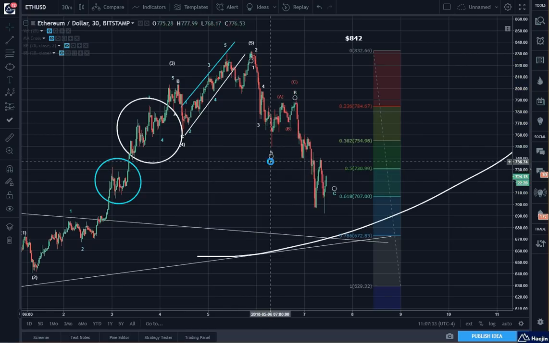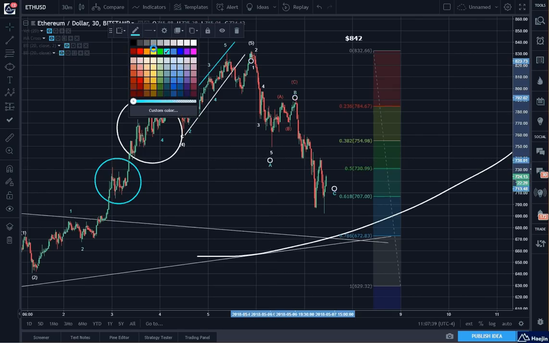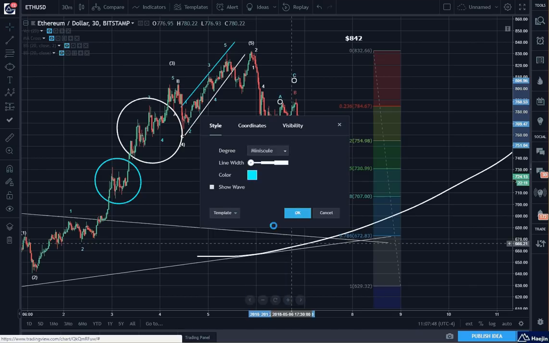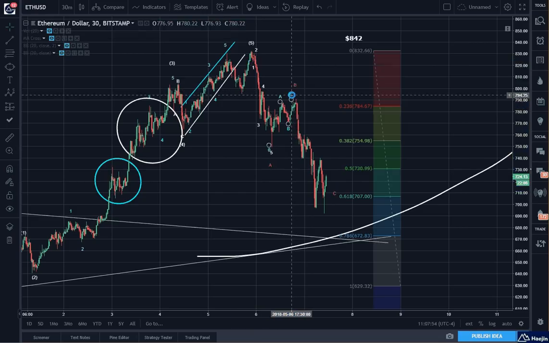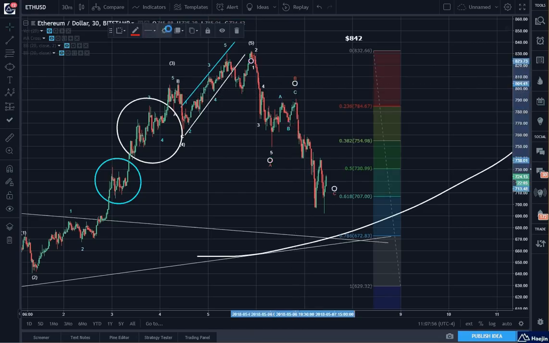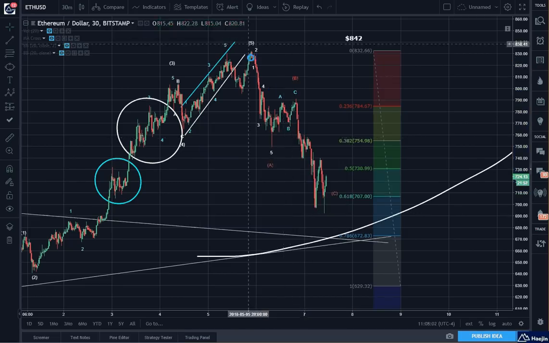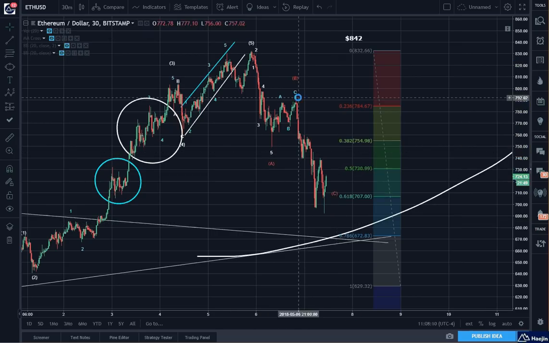So we have, oops, I changed the wrong one. Make that the smaller degree. Put that below here. Bring these back up. Make this the higher degree. Okay. So we have 5, 3, and now we need 5 down. So this 5 down so far could be looking like this.